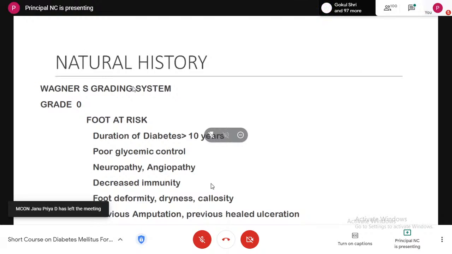And obviously, as I told, they will be having decreased immunity, and the patients with previous amputation and previous healed ulceration. If there is any ulcer which is already present and healed, in the healed portion they are more prone to new ulcer formation. According to Wagner's grading system, they all will come under grade 0. For this, the prevention is we need to prevent the ulcer. There is no need of any treatment, but we have to be careful in these conditions. Then we can prevent the ulcer early. So, next one.